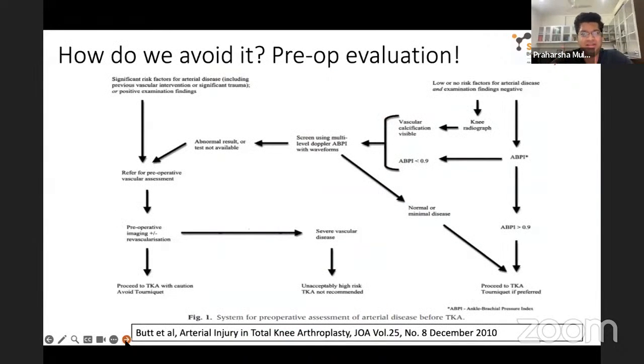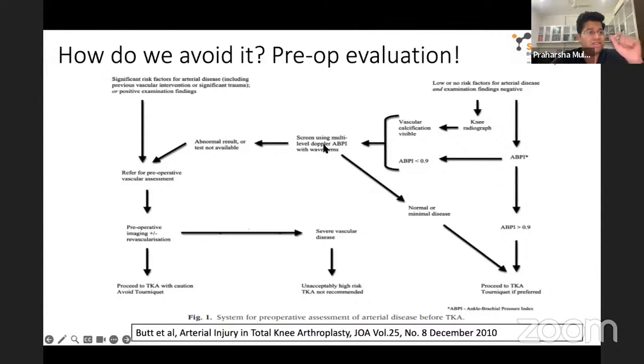Right. So this is just a general preoperative evaluation, which you don't really need to go into because it's more of a vascular surgery related thing. But again, this is a published algorithm. Whenever you are looking at a knee radiograph and you see vascular calcification visible, please do a vascular surgeon consult. They will use things like the ankle brachial pressure indices to determine whether further investigations such as a CT angiogram are required to find out if it is there.